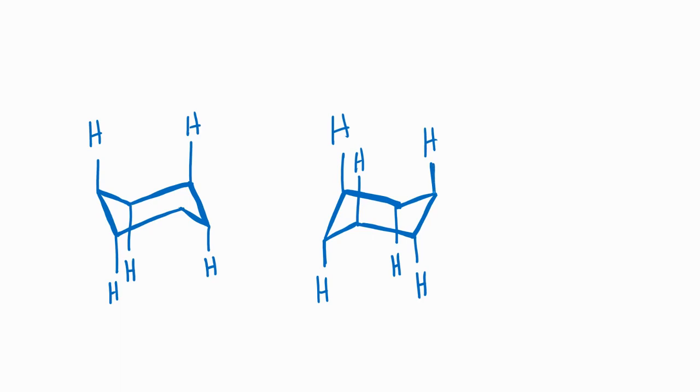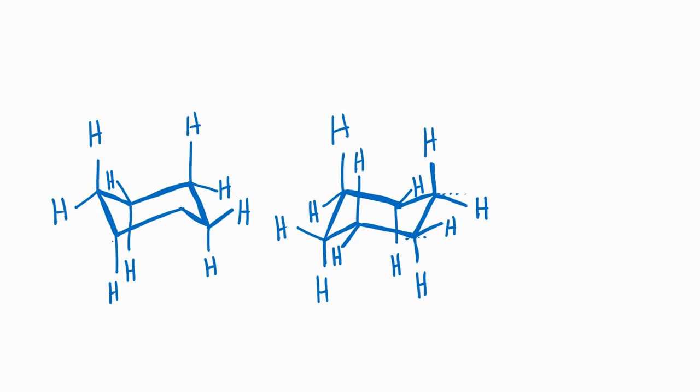Then we'll go ahead with our equatorials. Since this first hydrogen was up, the equatorial needs to be a little bit down relative to this imaginary horizontal. Relative to this imaginary horizontal, the next hydrogen's a little bit up, down, up, down, up, down, up. Over here, up, down, up, down.